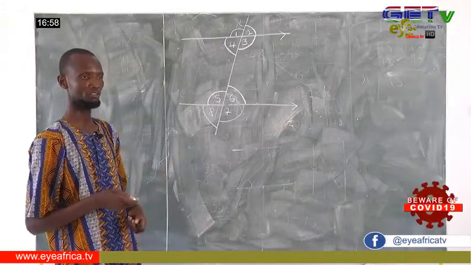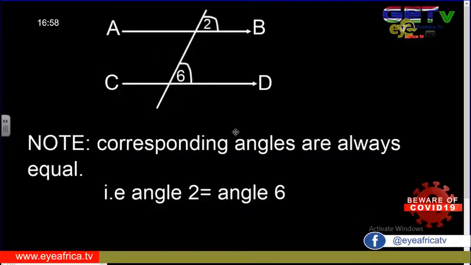That was just an illustration. You see there that angle 6 and angle 2 are corresponding. Again, it's important to note that corresponding angles are always equal. So just like the alternate angles, corresponding angles also are equal. So if you know one, you have found the value for the other one because they are equal.